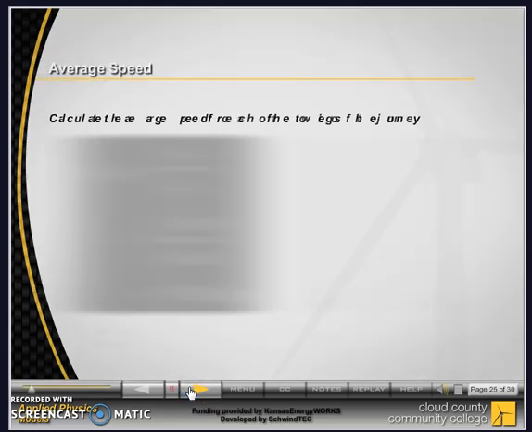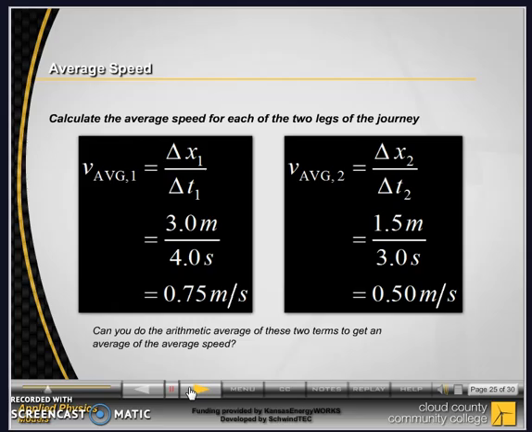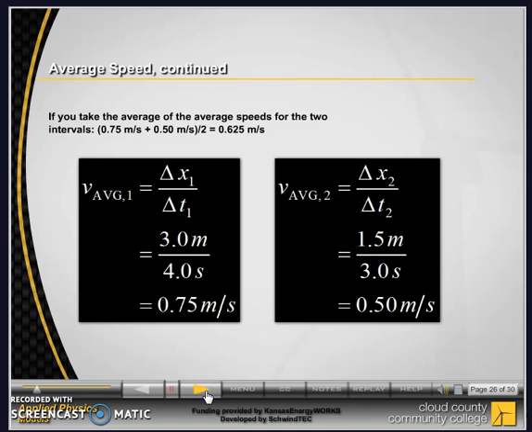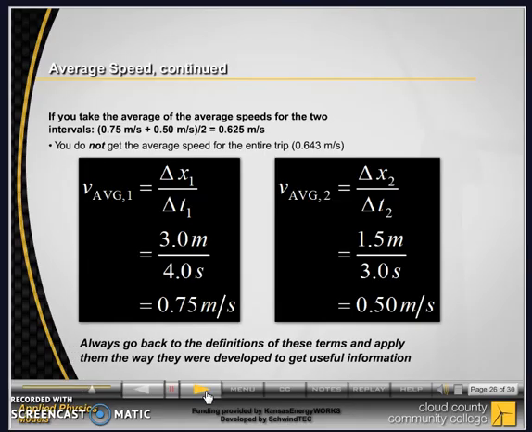One would wonder, can you do the arithmetic average of these two terms to get an average of the average speed? Would that be the average speed for the entire trip? Take a look at the next page to see why this is a bad conclusion. Notice that if you take the average of the average speeds for the two intervals shown here, you do not get the average speed for the entire trip, 0.643 meters per second. Again, you must always go back to the definitions of these terms and apply them the way they were developed to get useful information.